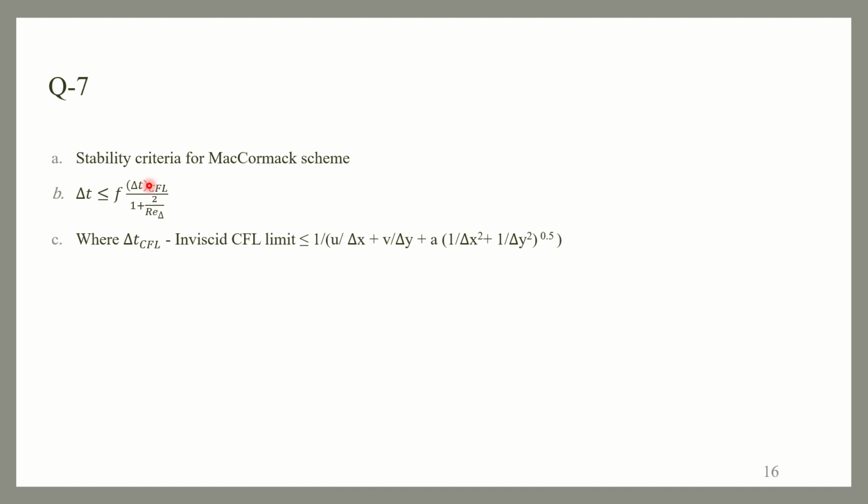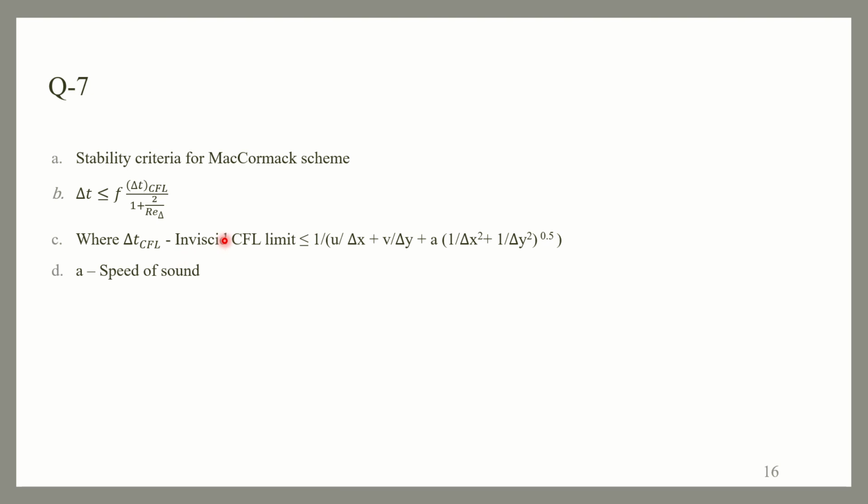So delta T CFL is the inviscid CFL limit, and it should be less than or equal to 1 divided by U by delta X plus V by delta Y plus A times the square root of 1 by delta X square plus 1 by delta Y square. So it is like taking the inverse of these components. And A is the speed of sound in the medium.